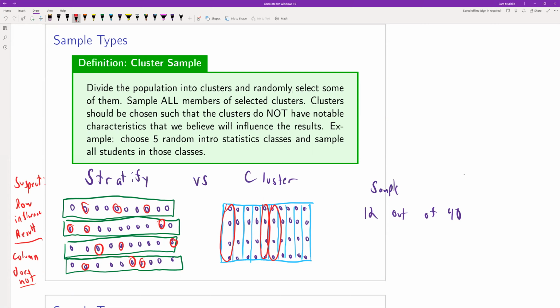In the stratify example, we made sure to account for the differences in rows and get an equal amount from each row. In the cluster sample, we broke it up into columns because it was just easier to pull out all of the individuals from a column. It was much faster for me to circle 3 columns than to circle 12 individuals. And because we don't think that which column you are in will influence the answer here, it's okay to do that.